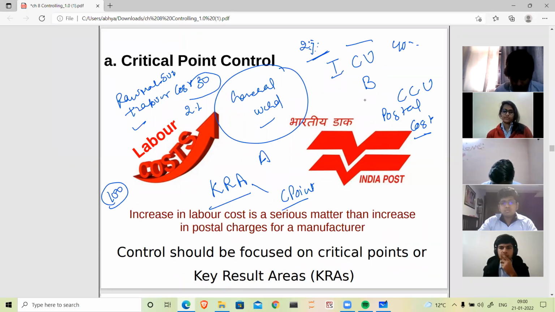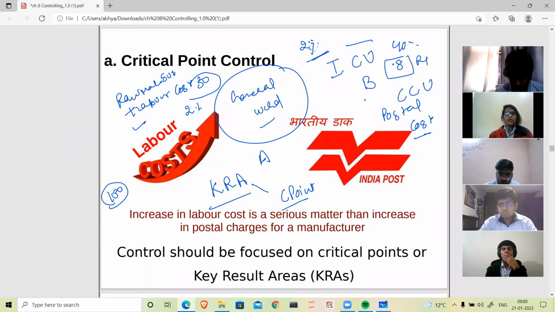So Indian postal cost is not critical for the business. Why? Because it is a very small portion of the total cost. So if there is a major change in the postal cost, that will not be affecting the overall profit. So 40% of rupees 2 is just 0.8. It is increased by 40%. So postal cost is increased by 0.8 rupees.